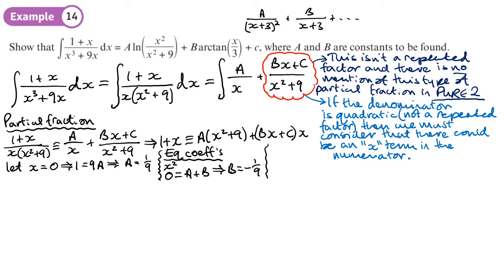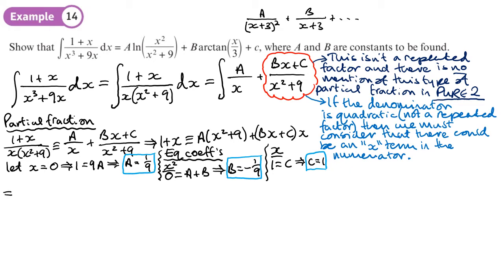So we need to equate some more coefficients to find c. That means equating the coefficients of the x terms. On the left hand side, the coefficient of the x term is 1. On the right hand side, the coefficient of the x term is just going to be c. So c equals 1. Okay, so we have our values of a, b and c, which can now go into our integral.